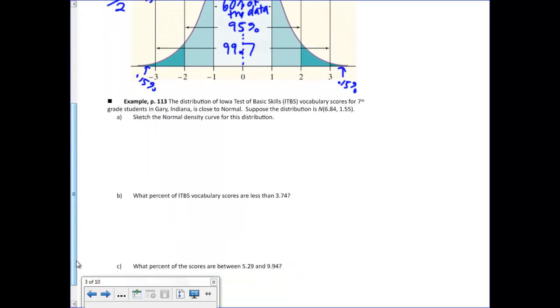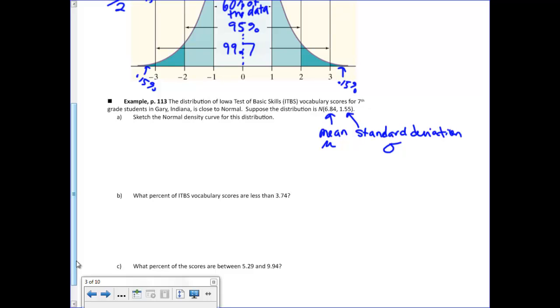So here is an example. The distribution of Iowa Test of Basic Skills vocabulary scores for 7th grade students in Gary, Indiana is close to normal. Suppose the distribution is N(6.84, 1.55). What does this 6.84 stand for? This is our mean, your mu. And this 1.55 is our standard deviation, which is your sigma. That's what those numbers represent in those parentheses.